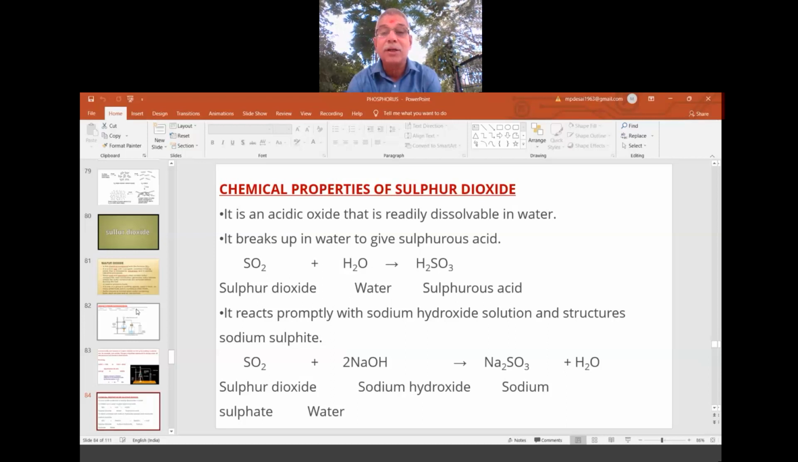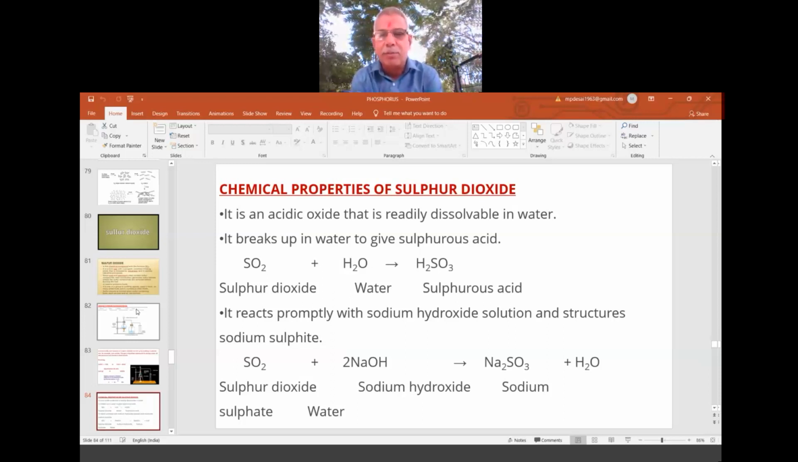Now, chemical properties of sulfur dioxide. It is acidic, non-metallic. Non-metallic oxides are acidic oxides, so it readily dissolves in water. When sulfur dioxide dissolves in water, H2SO3, sulfurous acid, is formed. Because it turns blue litmus red, we can go for a litmus test also. From all those tests we can easily tell that it is an acidic oxide.